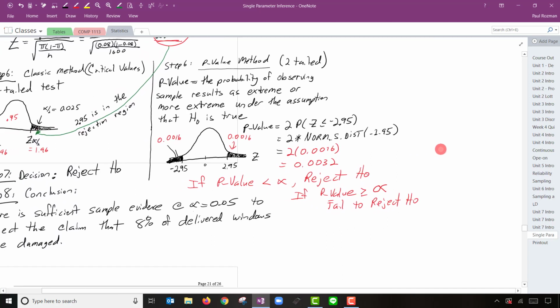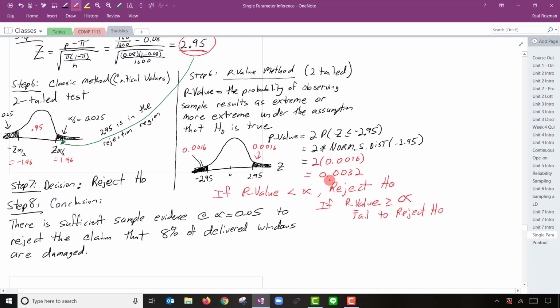In this case, 0.0032 is smaller than what alpha was. So we're into step 7, which is reject the null hypothesis. And then we're on to our conclusion saying we reject the claim, in this case because the claim was the null hypothesis.